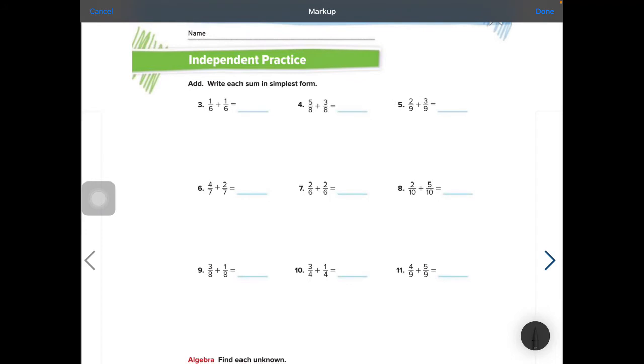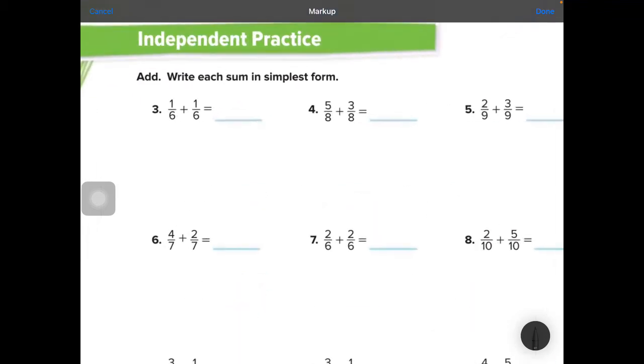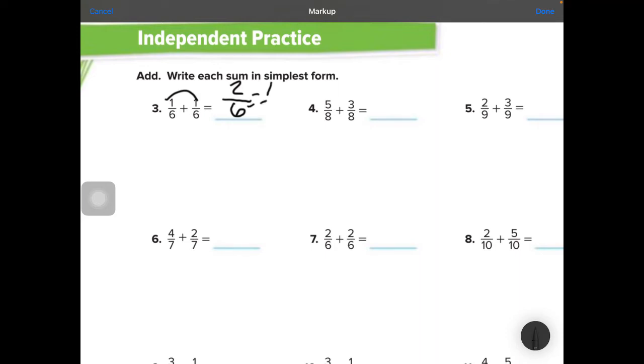Okay, this is the part of the video where you're welcome to pause and hurry and try the next 9 problems on your own. Then start the video up and correct your answers. I'm going to bring the 6 over because that's the denominator, and 1 plus 1 is 2. That can simplify to 1/3.